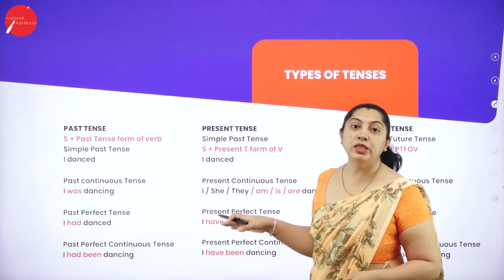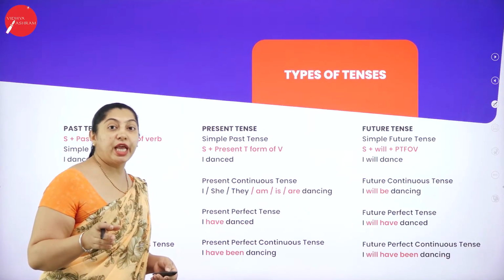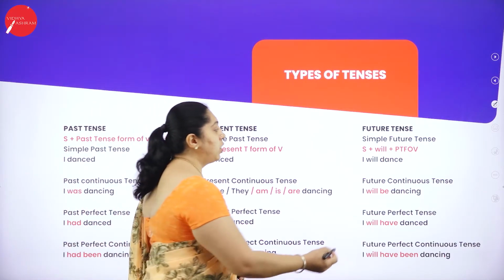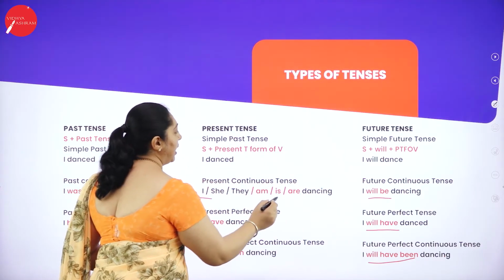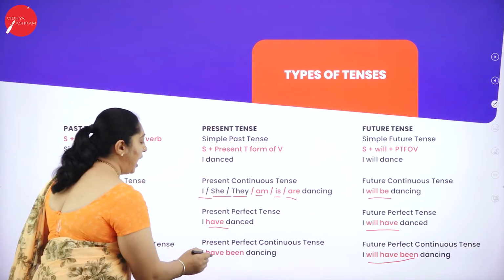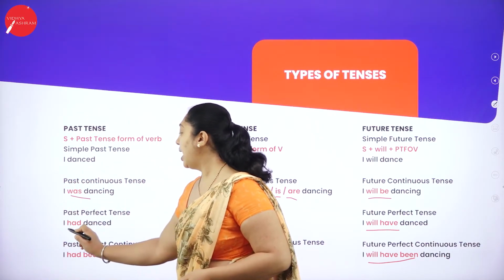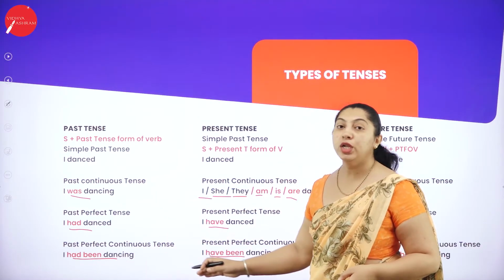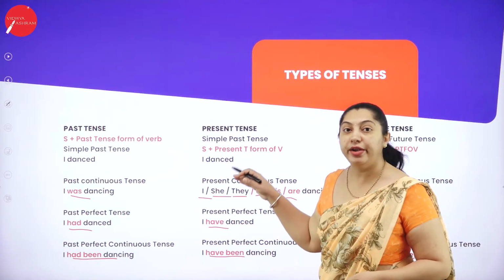Now let's see all the three tenses here. See that the words which are in red colors are the auxiliary verbs or the helping verbs. So, will be, will have been. Here it is, I am or she is, they are, have danced, have been dancing. When it comes to the past, it is was, had and had been. You need to be very cautious about these words which are red in color. It plays a key role in the tenses.